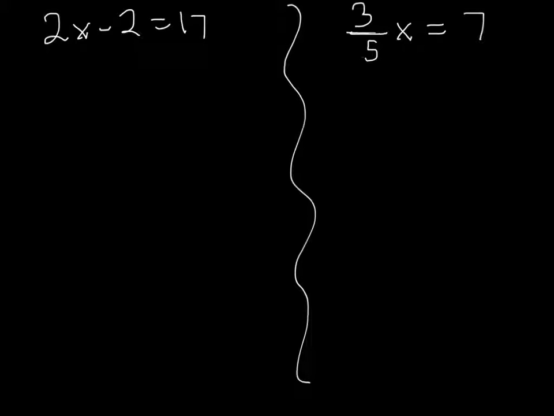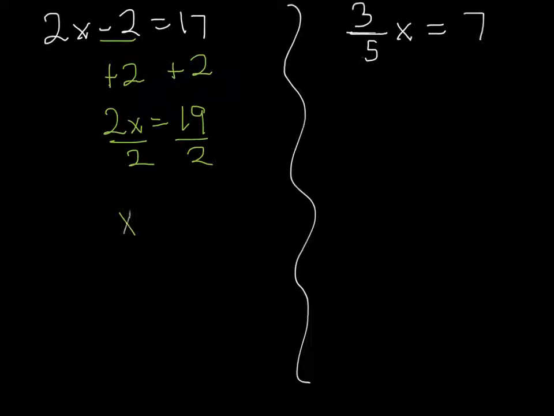Alright, another example. Still trying to get x by itself. So we can do the opposite of minus 2, which is plus 2. So 2x equals 19. Then we divide by 2. 2 will not go into 19 evenly. And so then we just look at it as a fraction, and 19 over 2 cannot be reduced. I'll write that one better. So 19 over 2 is your final answer.